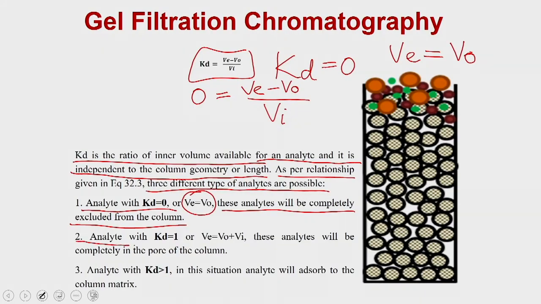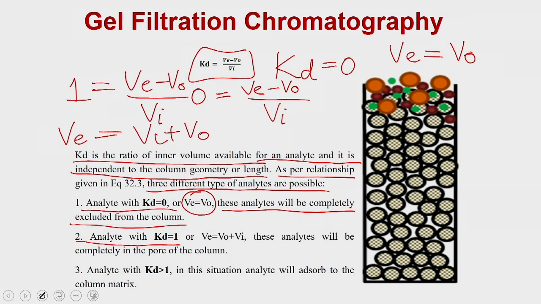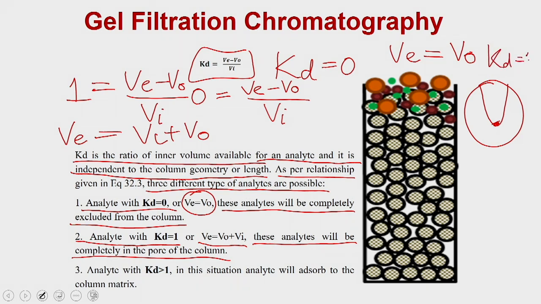Now you can imagine that you have an analyte with KD equal to 1. If KD is 1, then it is VE minus VO divided by VI, so VE is equivalent to VI plus VO, which means these analytes will be completely in the pores of the beads. If you see the beads, the molecules sitting at the innermost area of the beads are going to give you a KD value of 1.